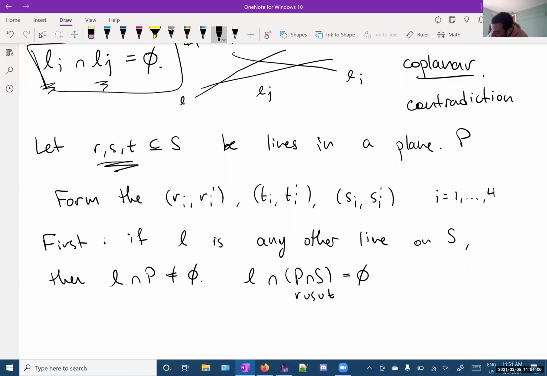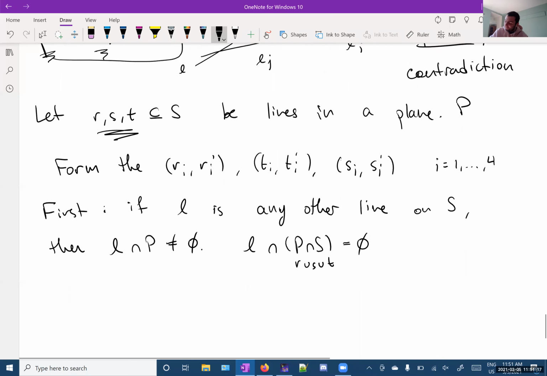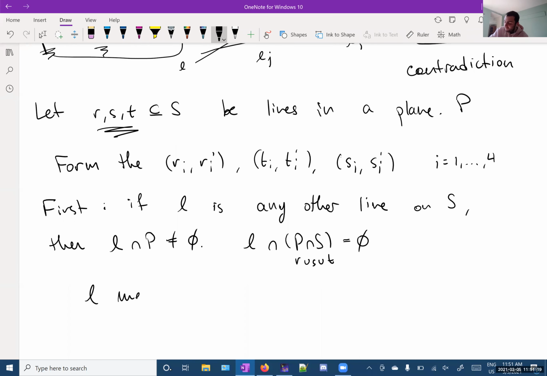S maybe is a bad choice here, but it's a little s. So L actually meets one of R or S or T, right? L meets R or S or T. So that means that L is actually in one of these pairs that we've already constructed. So these actually are all of the lines on S.